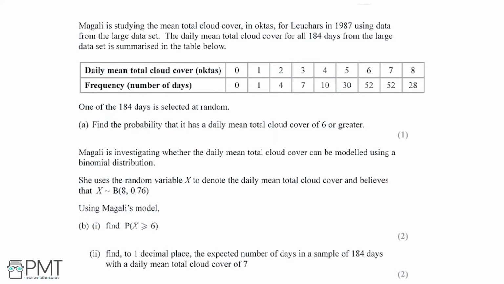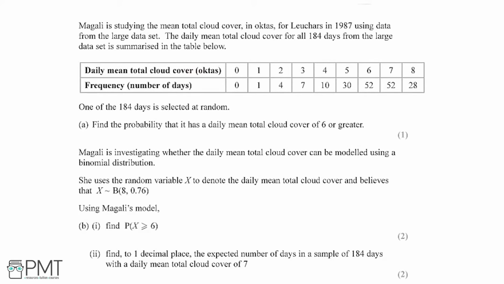Magali is studying the mean total cloud cover in octas for Lucas in 1987 using data from the large dataset. The daily mean total cloud cover for all 184 days from the large dataset is summarised in the below table. One of the 184 days is selected at random, and part A says we need to find the probability that it has a daily mean total cloud cover of greater than 6.